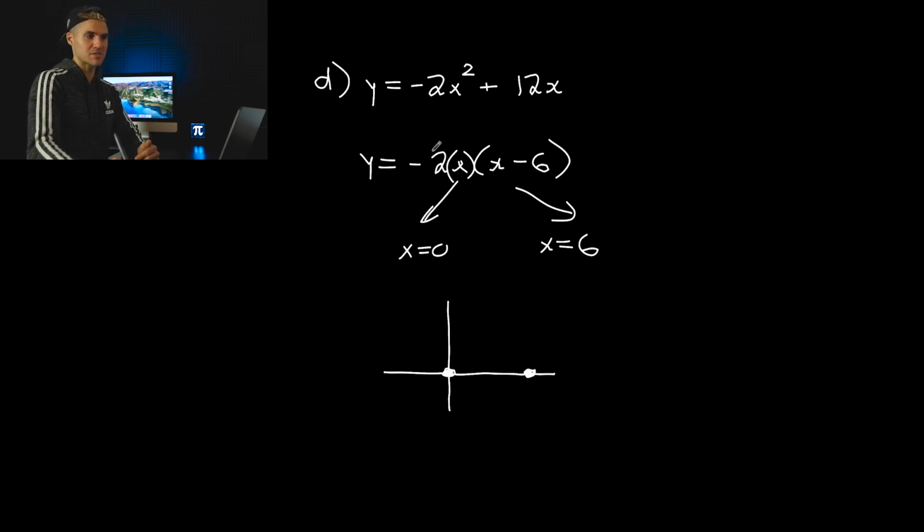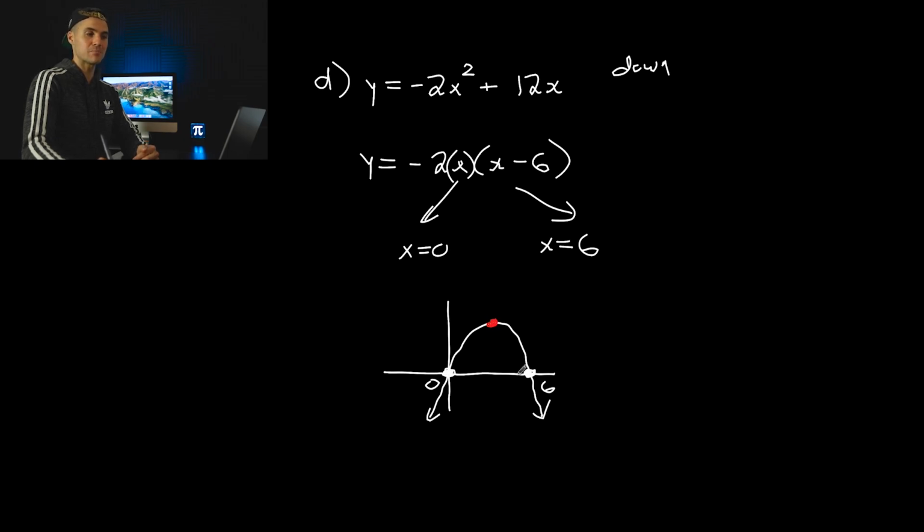Now, the a value is negative, right? This negative 2, meaning that this quadratic is opening downwards. And so if we draw a quadratic like that. Now, this was at 0, the x-intercept. This was at 6. So where is the x value of the vertex going to be?